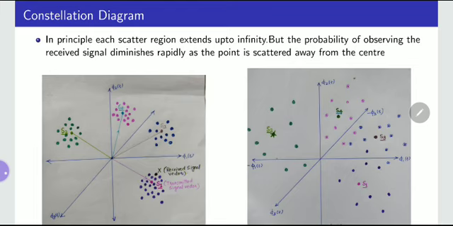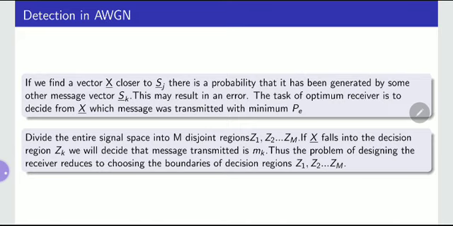Okay. So we will do a mathematical analysis. So detection. If you find a vector x closer to Sj, there is a probability that it has been generated by some other message vector Sk. So although this x is closer to Sj, there is a probability that it has been generated by some other message vector. So if we are mapping x to Sj, then it results in an error.